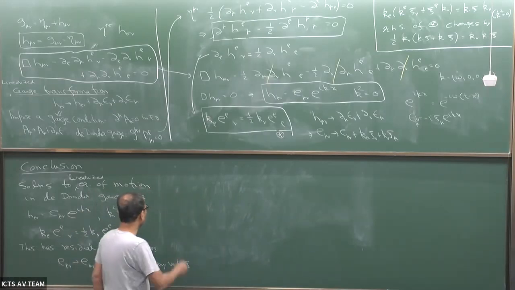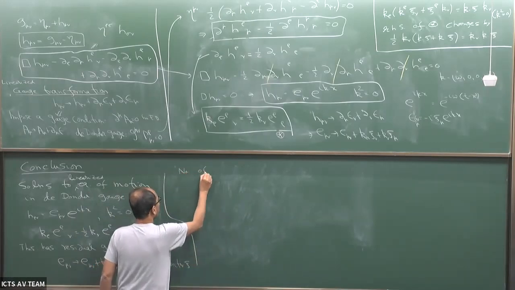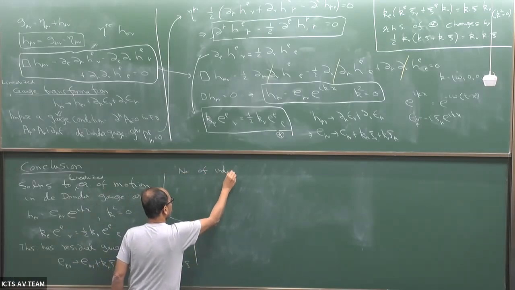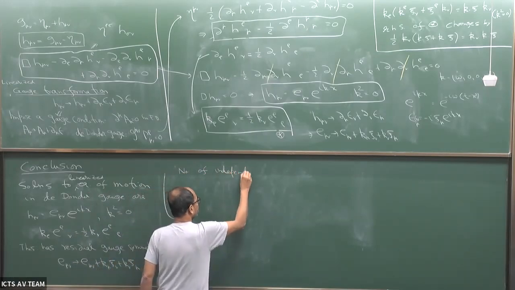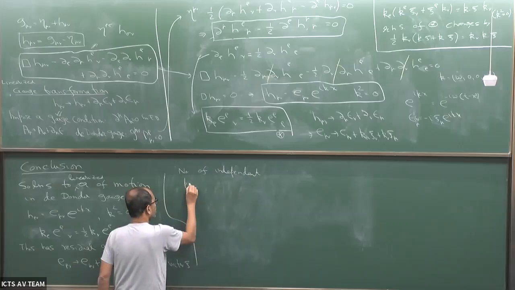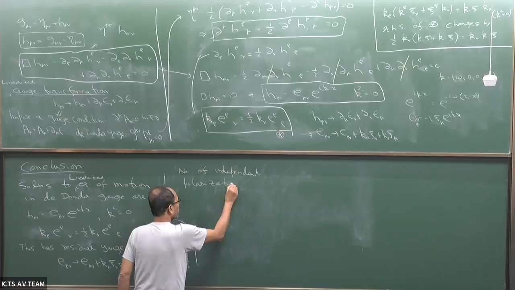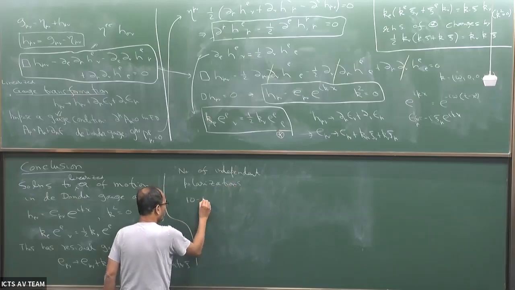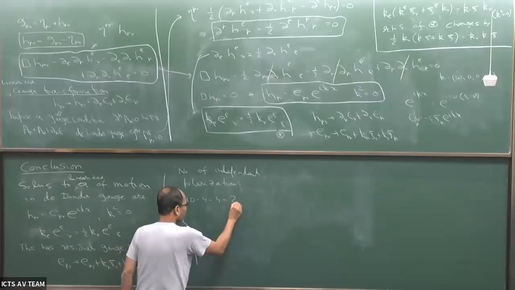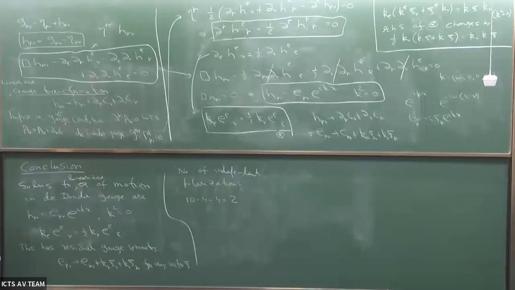So the number of independent polarizations is 10 minus 4 minus 4, which is 2. So that's basically the same as in electrodynamics.